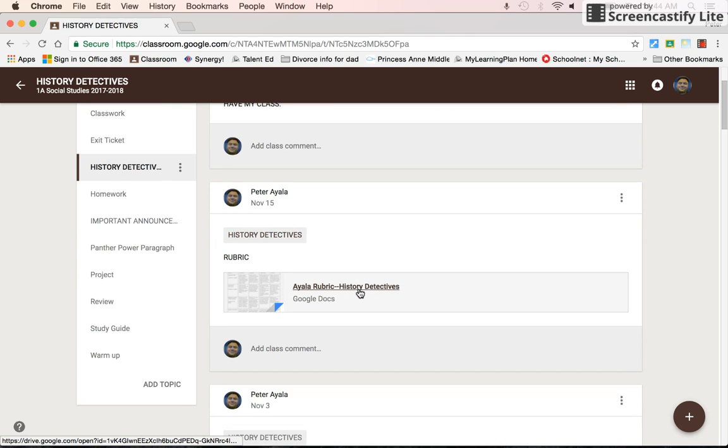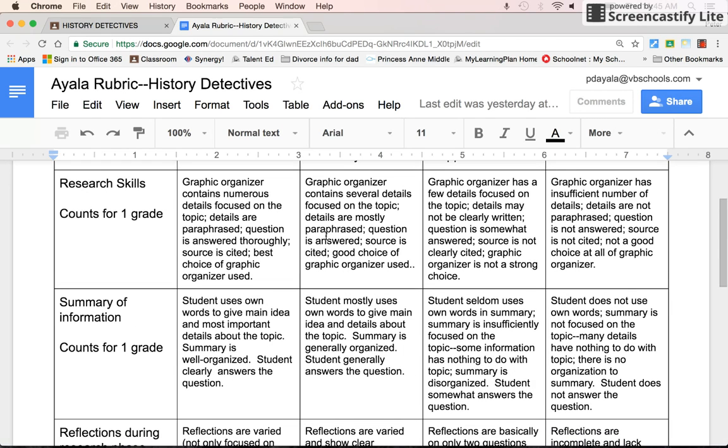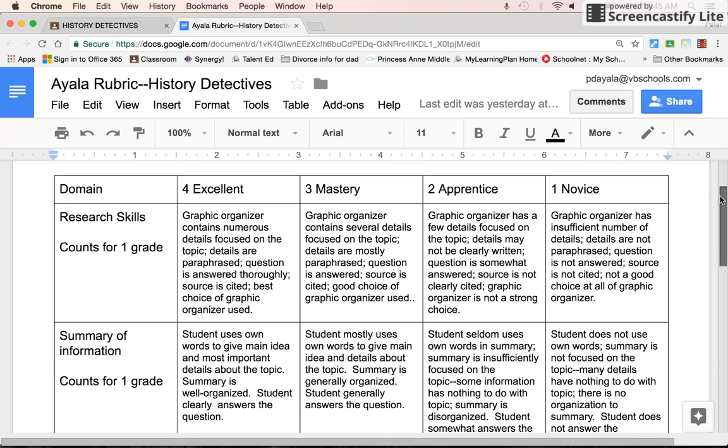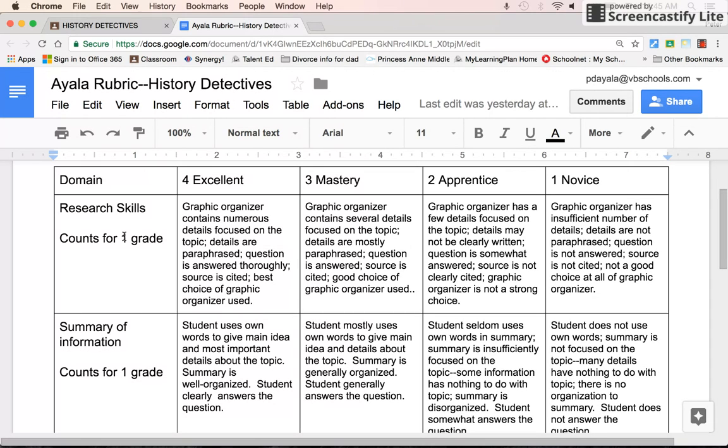So now that we have that done, let's go ahead and look at the rubric for history detectives, and I will explain that here. All right, so open up your rubric. You'll see that there are 4 different domains here, but we're only going to take grades for 3 of them in total. Think of it as 3 different assignments. The first domain is about research skills, so that's going to count as 1 grade. So that means it's weighted the same as a quiz.